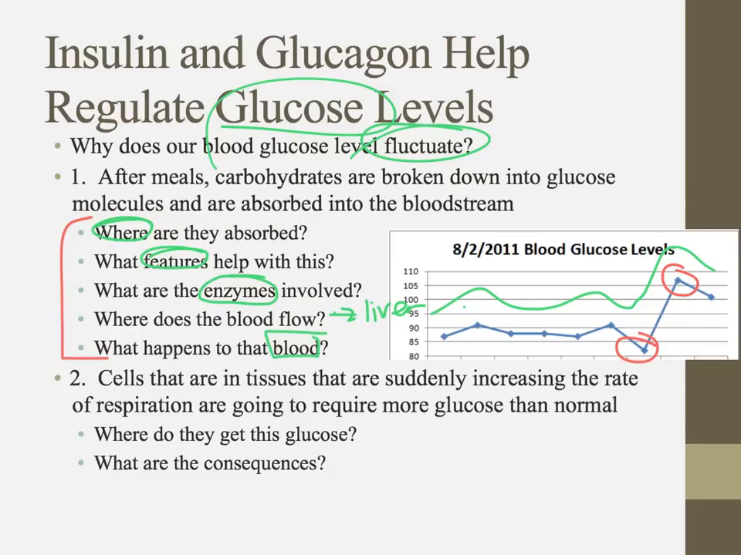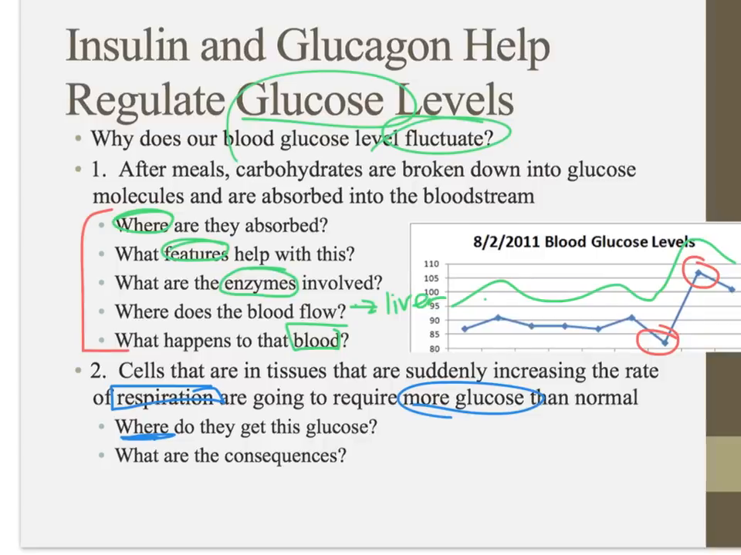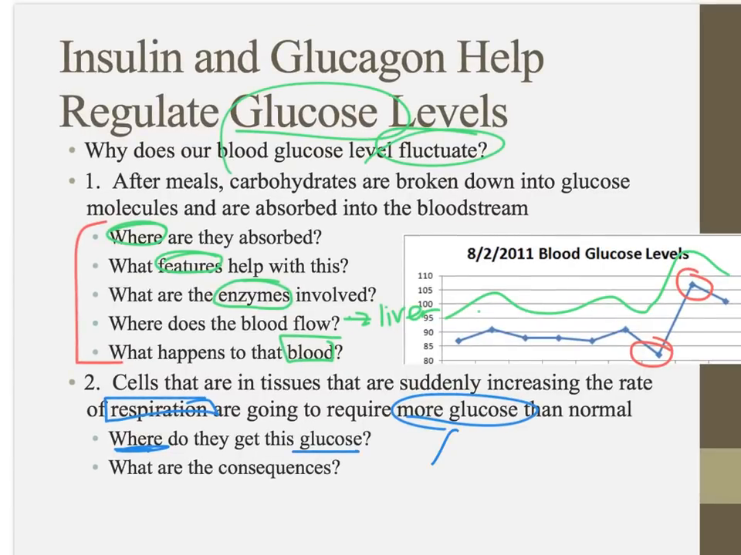Now, let's say you're a cell that's part of a tissue that is suddenly increasing the rate of respiration. So maybe they're exercising or something like that. They're going to need more glucose, and that glucose is going to come from the breakdown of glycogen. Remember, glycogen is that branched polysaccharide made up of, could be thousands of molecules of glucose. When we break up that glycogen, those blood glucose levels are going to go back up because we've taken all the glucoses and broken them up and then released them into the blood.